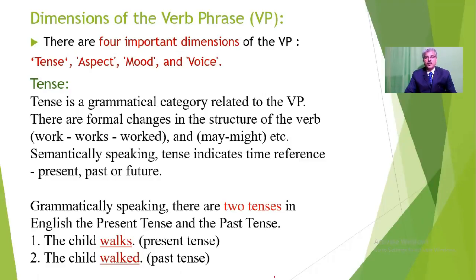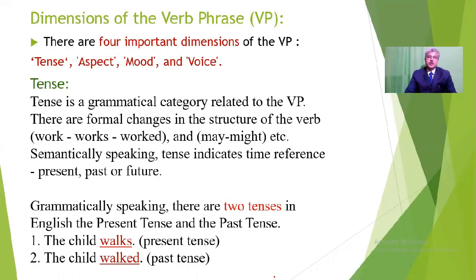We will first try to understand tense. Tense is a grammatical category related to the verb phrase. There are formal changes in the structure of the verb. For example, work, works, worked, and may, might, present tense and past tense. Semantically speaking, tense indicates time reference, present, past, or future.